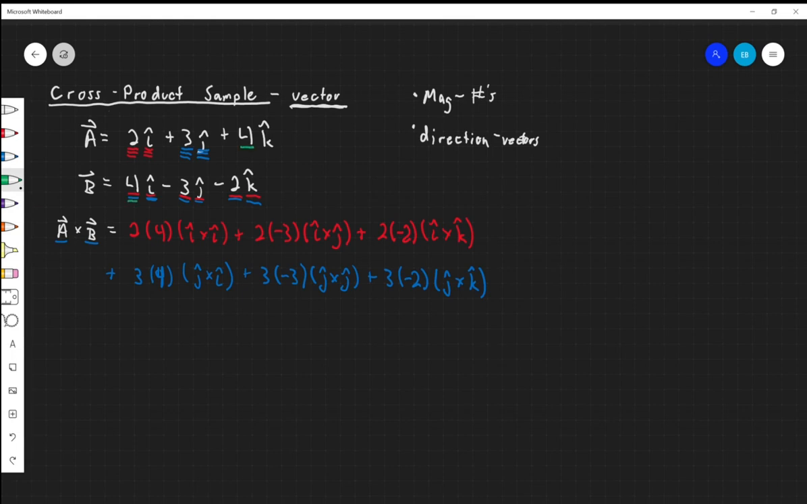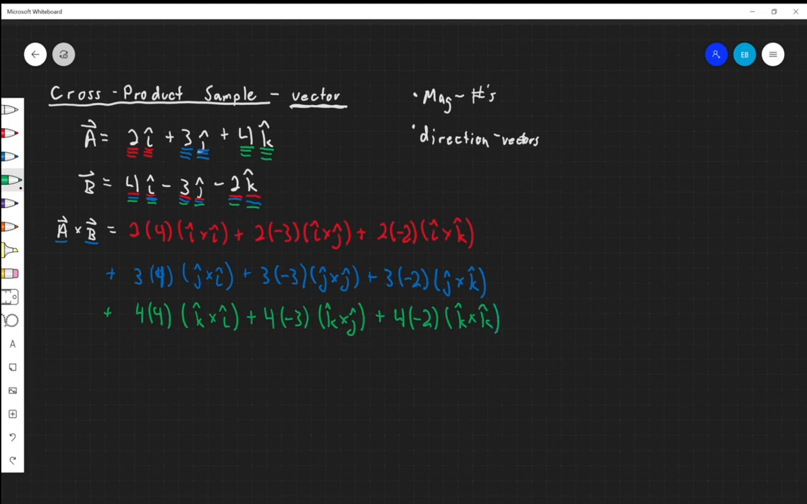4 times 4. So we'll add the 4 times 4 times K hat cross I hat. Keep the order of those vectors. Okay, plus, we need to do 4 times negative 3, K hat cross J hat. And then last but not least, we have 4 times negative 2, and K hat cross K hat.